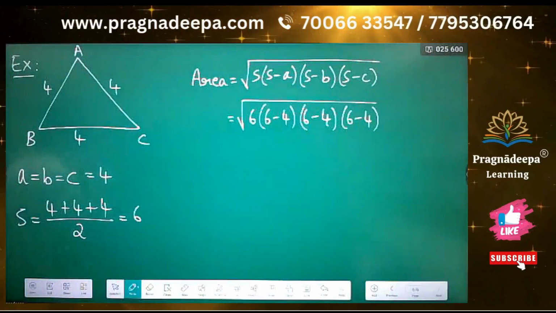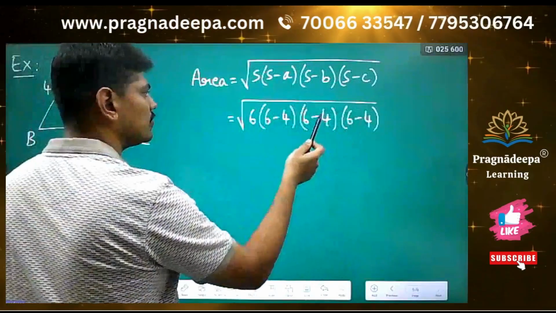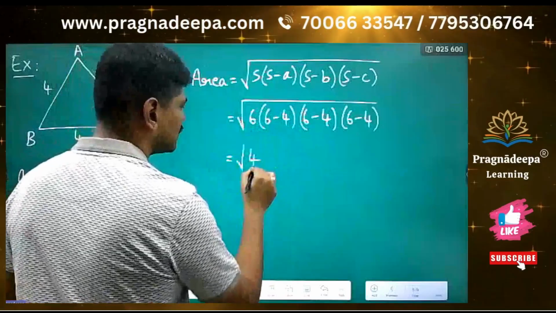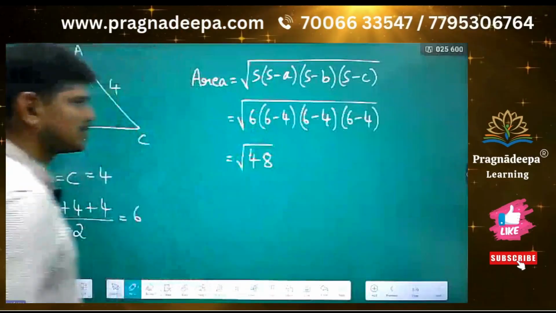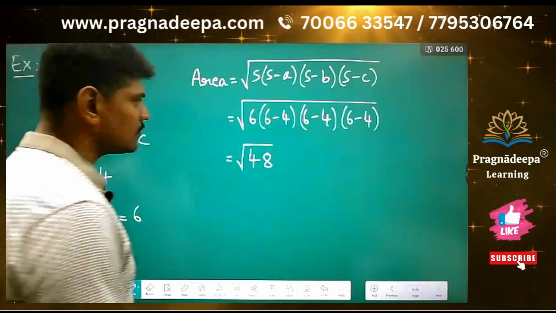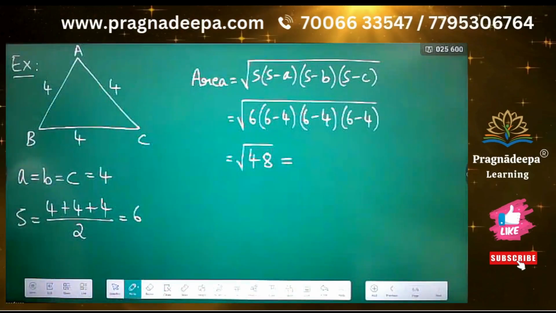Correct? What is 6 minus 4? 2. 2, 2. 2 2s are 4, 4 2s are 8, 8 6s are 48. What is square root of 48? It's not a perfect square, correct? It's not a perfect square. So what happens? Square root of 48, what does it become?